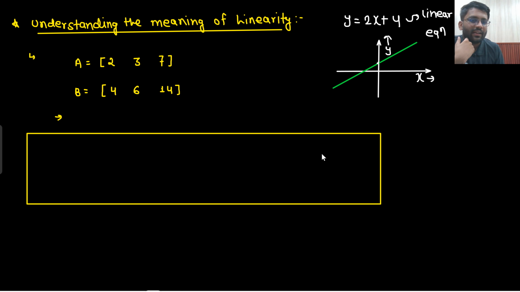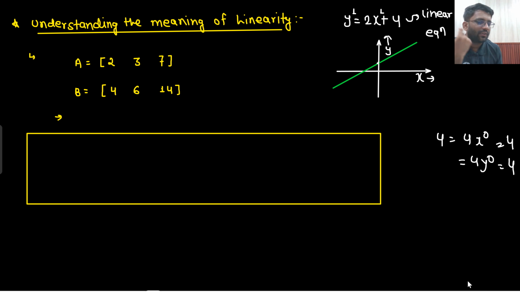What is the meaning of linearity? Linearity means whatever variable you have, it should have a maximum power of 1. Here the power is 0. 4 could be written as 4x to the power 0 or 4y to the power 0. What is y to the power 0? That would be 1 only. What is x to the power 0? That is also 1 only. So 4 into 1 will be 4. So the maximum power of the variable should be 1. This is the meaning of linearity.